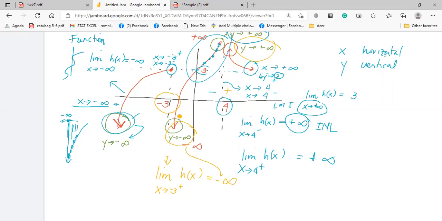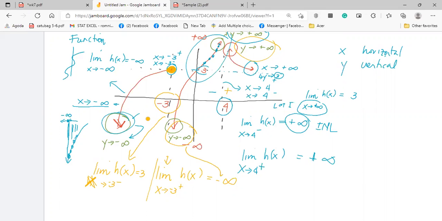O what else? Okay, magbigay tayo ng hindi infinite limit. O ito. Limit of h of x as x approaches -3 from the left. So anong sagot nito? The answer is 3. Hindi infinite. Ngayon siya, oh. I-stop siya dyan. The answer is 3.